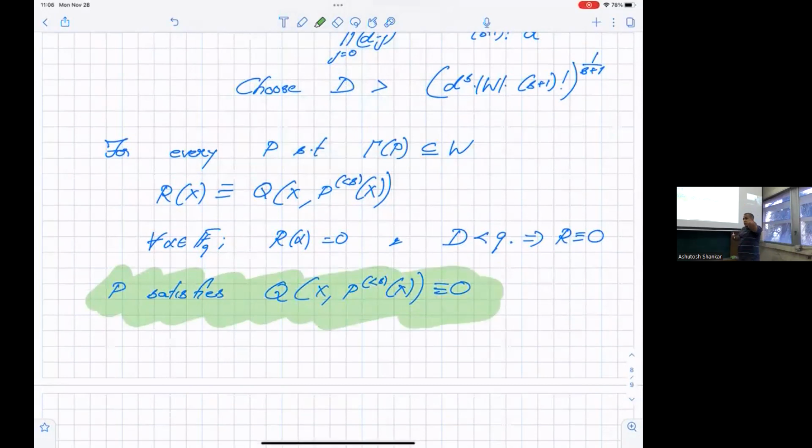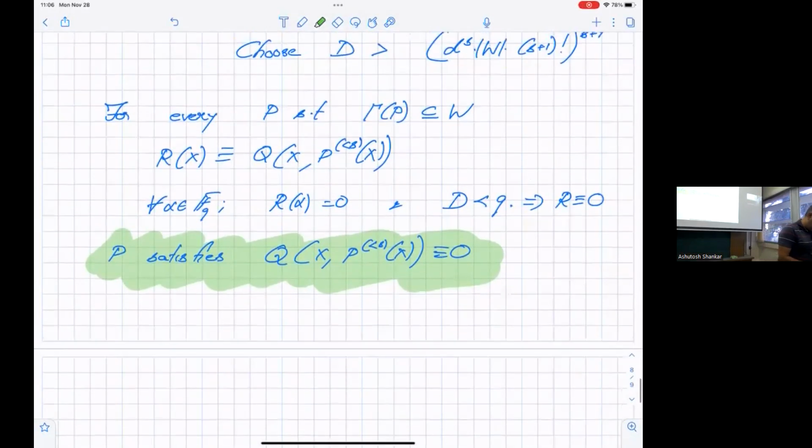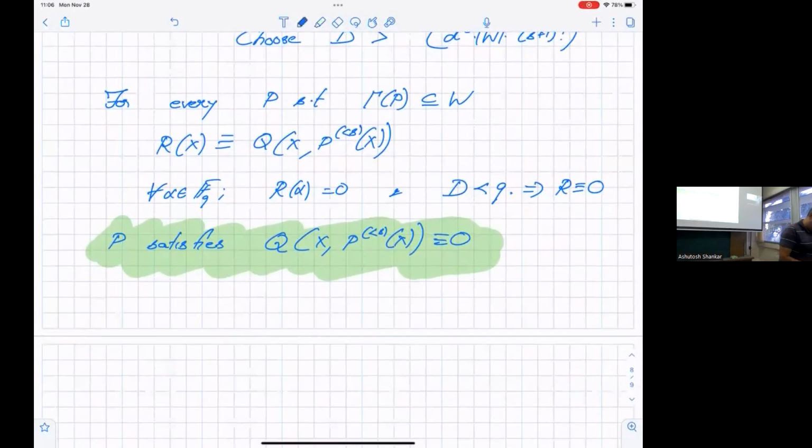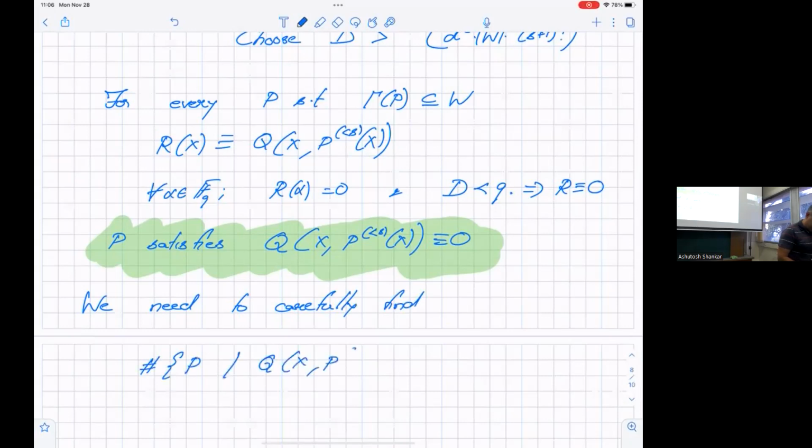Now we want to extract the P. Previously we gave a crude upper bound: the number of P's is just the number of possible guesses, which is computed as a power of order R. That was fine for the list decoding question; all we wanted was a list. But here I really care how many P's there are. We need to carefully analyze and find the number of P such that Q of X, P less than S of X is identically 0.